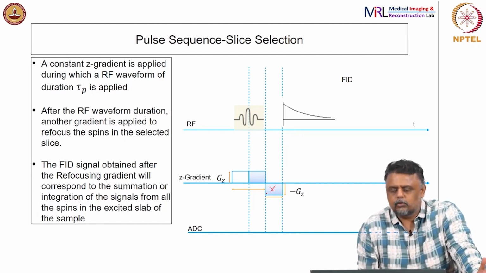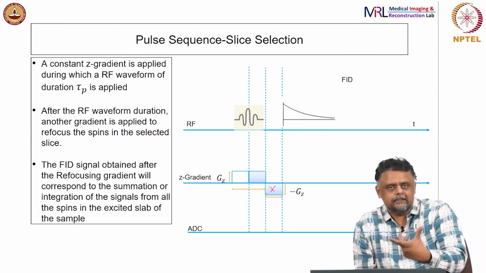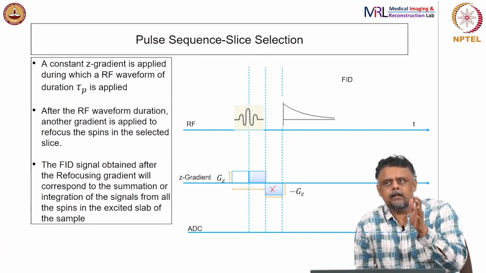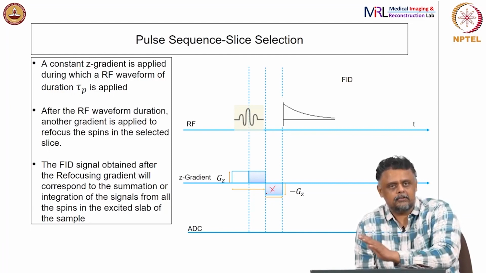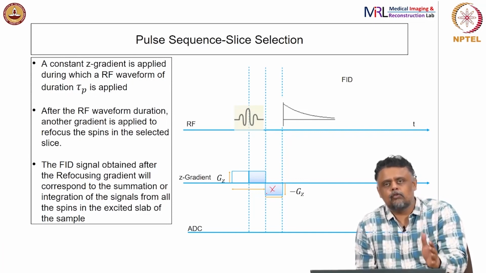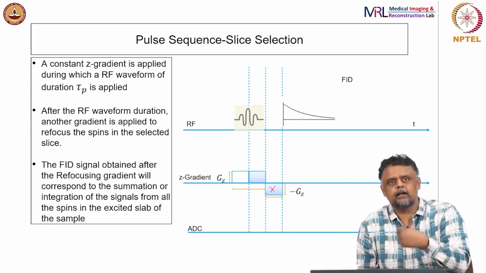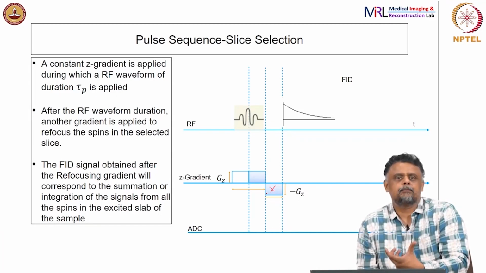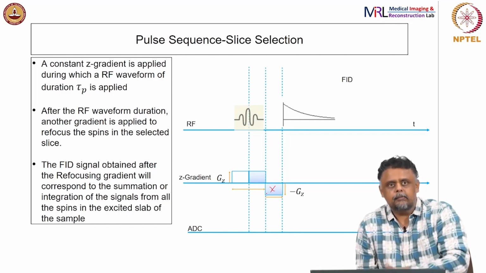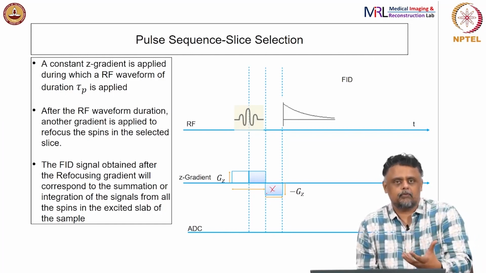So, the idea is, once you apply Gz for a specific period of time, because the slice thickness is finite, there is a difference in the precession frequencies between the edges of the slice. As you go from one end of the slice to the other, there is a difference in the gradient, and so consequently there is a difference in the precession frequency. So, at the end of application of this gradient, there will be a defocusing or dephasing of these spins. Okay.